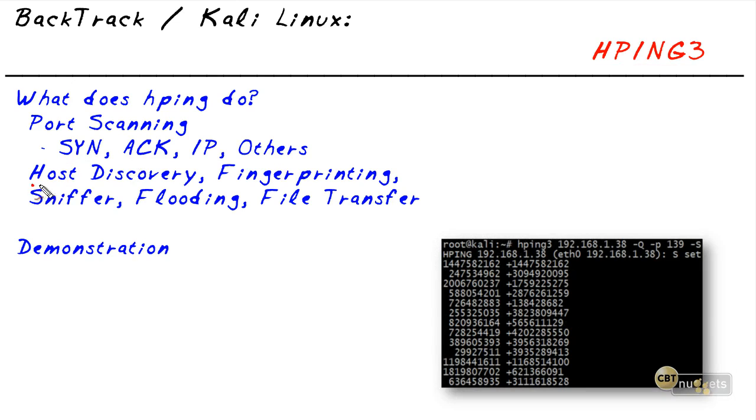In addition to doing that host discovery to find out that devices are there and maybe what ports are open, it can also do fingerprinting, very much like some of the other tools that we've discussed. With fingerprinting, if we know the initial sequence numbers are predictable, we can map that over to a specific operating system or family of operating systems that behave in that way. It can also act as a sniffer, we can use it as a flooding attack tool, and we can even do covert channels and initiate file transfers using HPing.